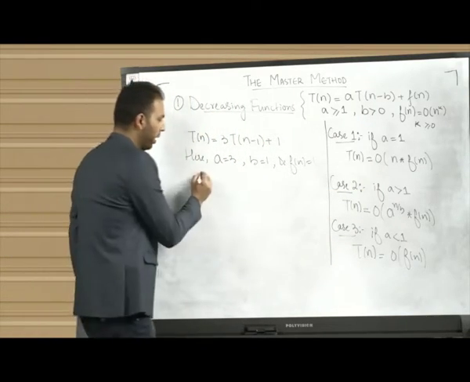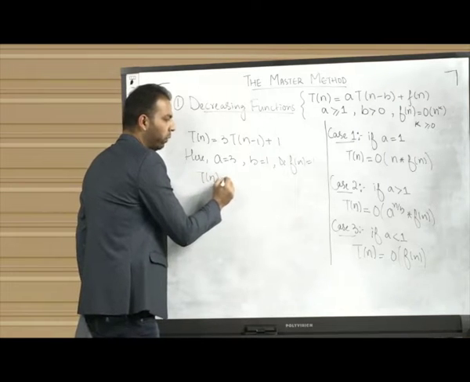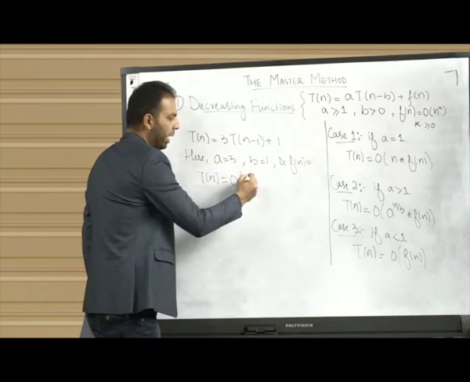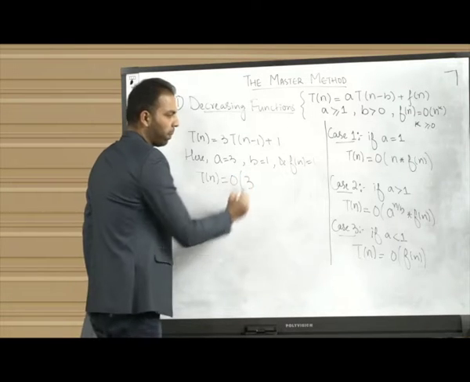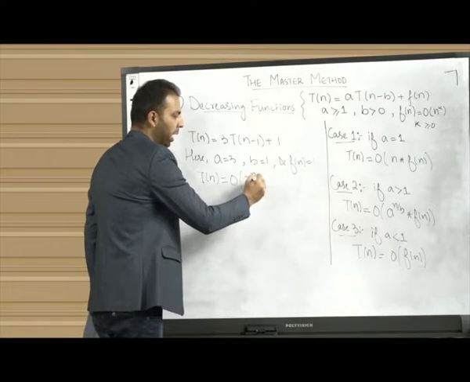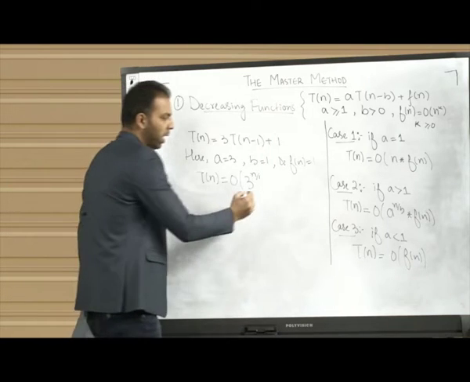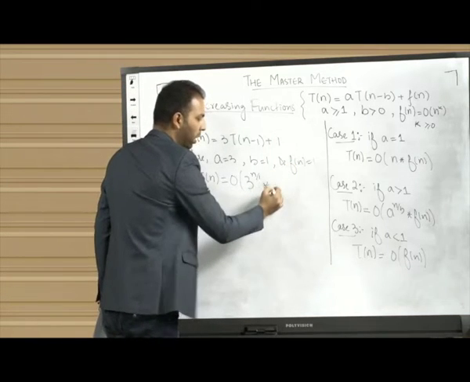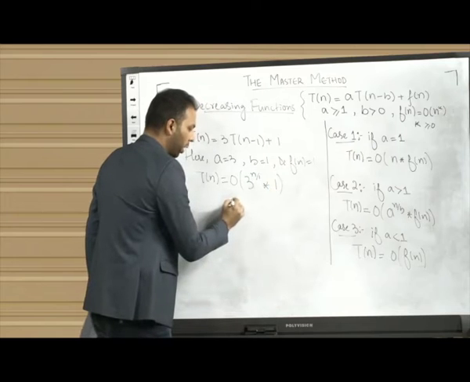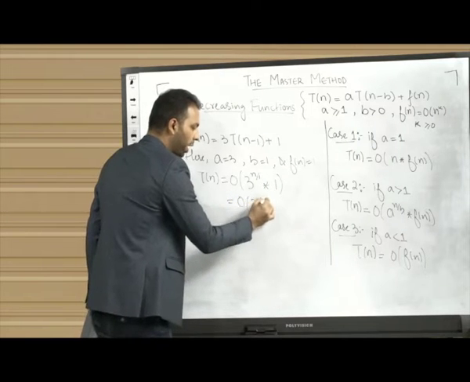So T(n) will simply be of the order a raised to the power n by b, a is 3, n is n and b is 1. Okay. Then multiplied by f(n). What is f(n)? f(n) is 1. So it will be order of 3 raised to the power n.